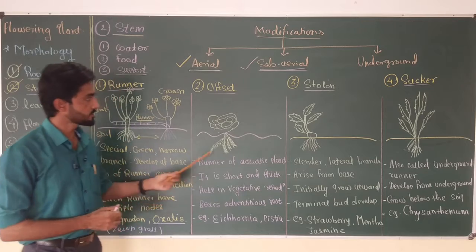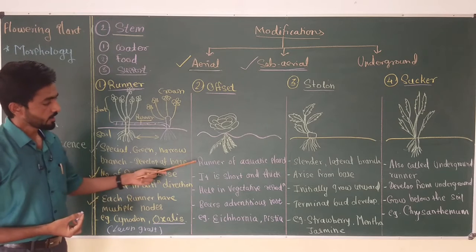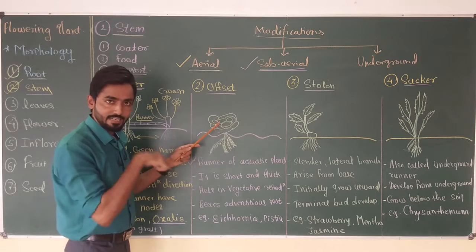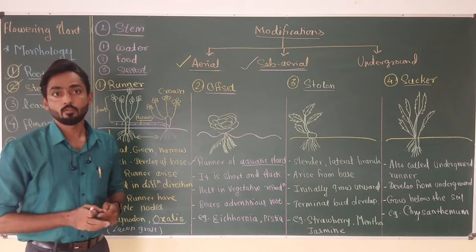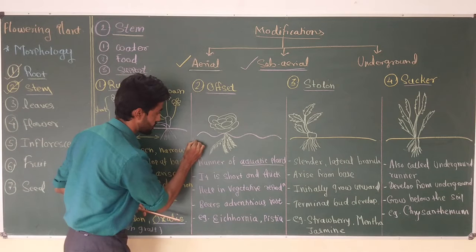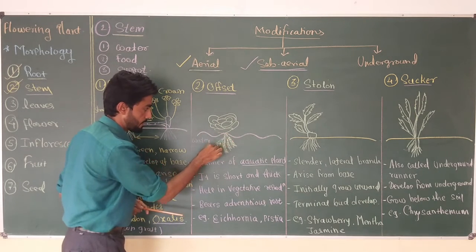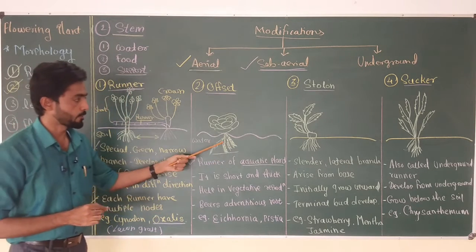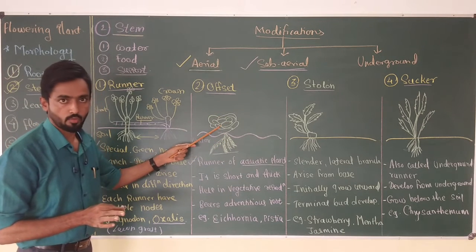The next type of modification of the stem is offset, or runner of aquatic plants. This type of modification is generally present in aquatic plants, the plants which grow in water. Suppose this is the plant growing in the water, this is the water surface, and on the surface the plant grows, and beneath the water we can see a root system which is again of the adventitious type. The shoot system of the plant remains outside the water.